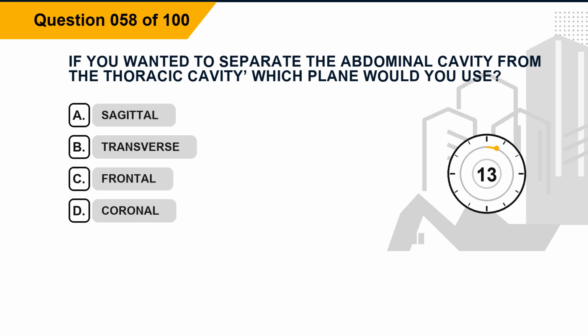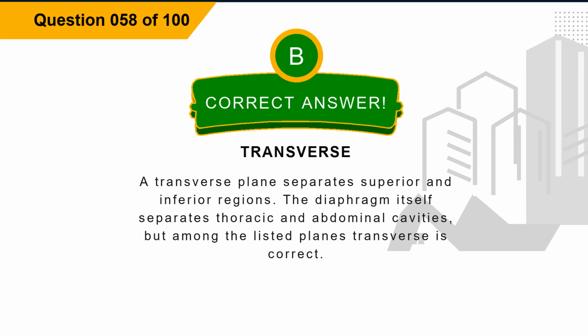Question 58. If you wanted to separate the abdominal cavity from the thoracic cavity, which plane would you use? Option A, sagittal. Option B, transverse. Option C, frontal. Option D, coronal. The correct answer is option B, transverse. Explanation: a transverse plane separates superior and inferior regions. The diaphragm itself separates thoracic and abdominal cavities, but among the listed planes transverse is correct.